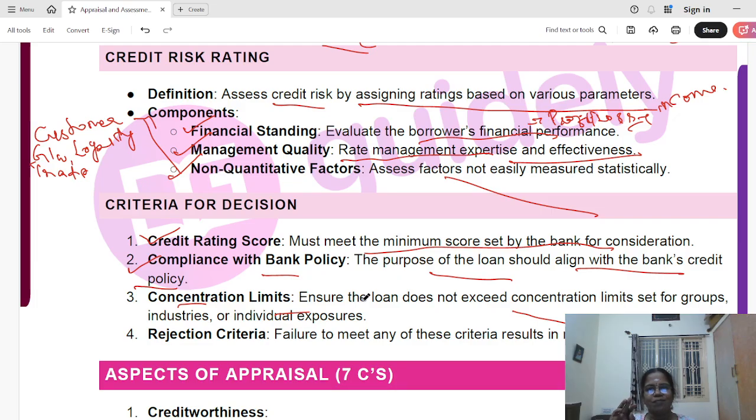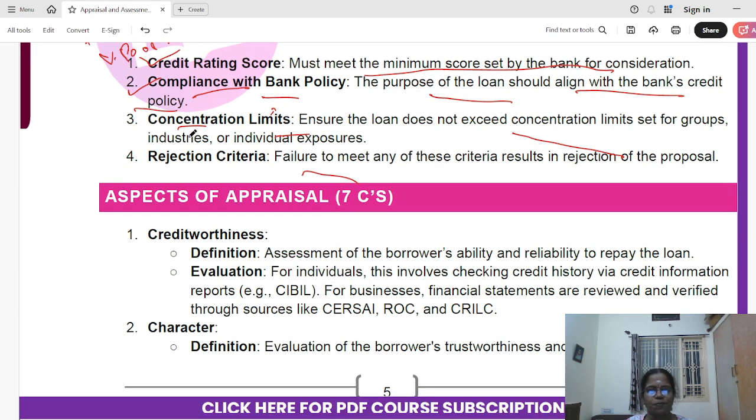That is the concentration. For example, if a borrower's earnings per annum, that is one year, is 30 lakhs, the loan should be sanctioned within 30 lakhs, not beyond that customer's income. So that is the concentration limit. Rejection: failure to meet any three criteria results in rejection. So if the credit rating score is very poor, the loan does not match the bank policy, and the concentration limit does not match the banker's limit, in such a case they can reject the loan. So that is the criteria for decision.